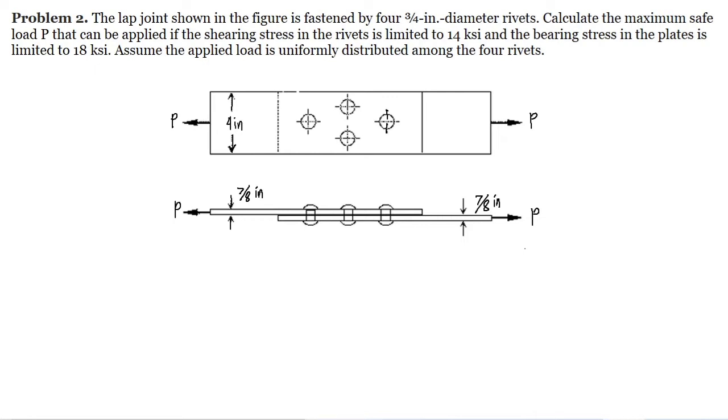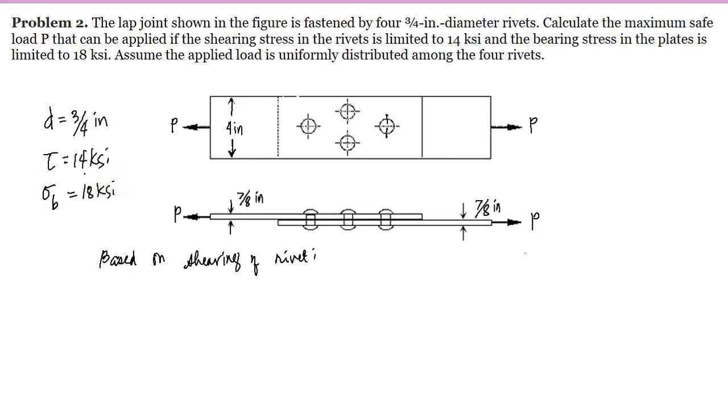So, given in the problem is the diameter of the rivet, which is equal to 3/4 inch. The shearing stress in the rivet is limited to 14 ksi, and the bearing stress is limited to 18 ksi. Well, now we will compute for the maximum load P based on the shearing of the rivet.